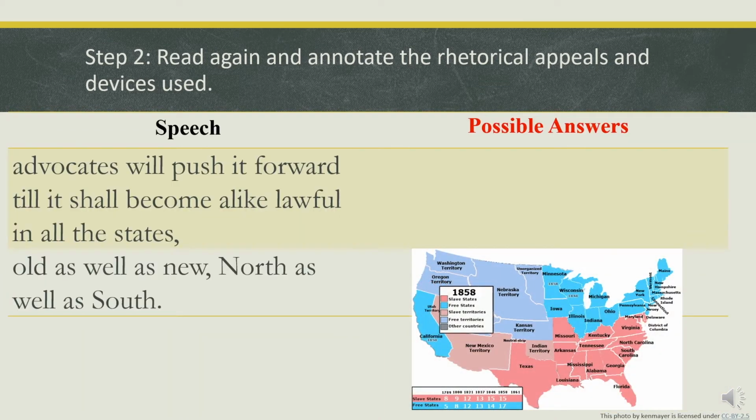Or its advocates will push it forward till it shall become alike lawful in all the states, old as well as new, north as well as south. Lincoln's words create even more fear in his audience because it will either become extinct or it will spread everywhere. And so he chooses words carefully, like "all," to show his audience that they must make a decision now.